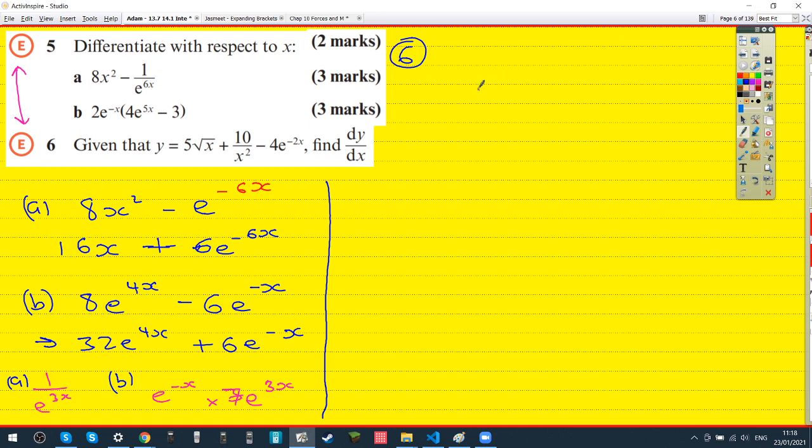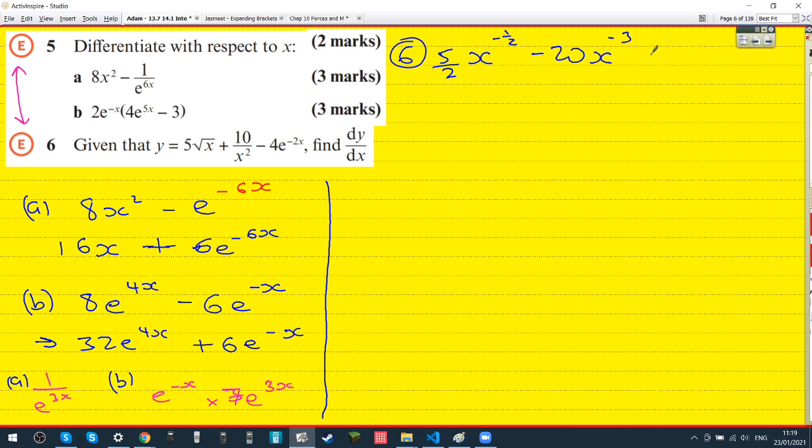I got 5 over 2x to the power of minus a half. Yep. Minus 20x to the power of minus 3. Yep. Plus 80 to the power of minus 2x. Yeah. Am I crazy, or is 6 easier than 5?